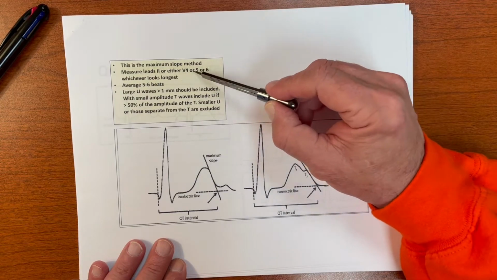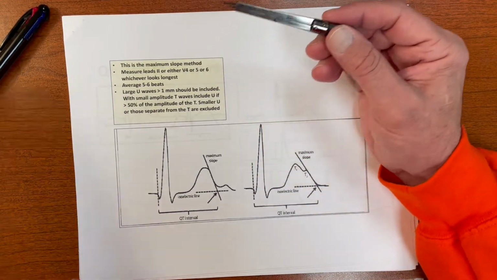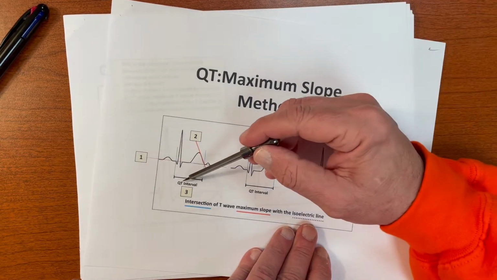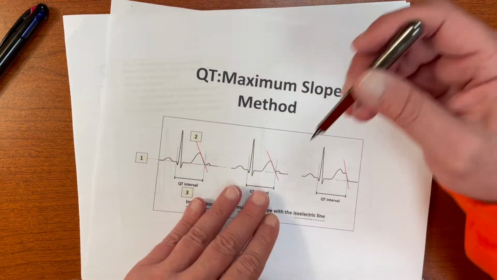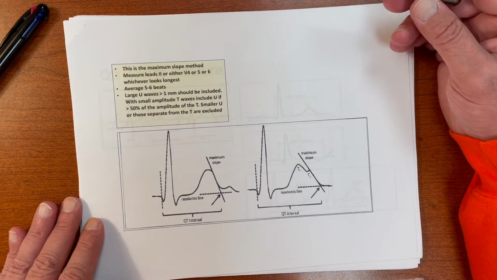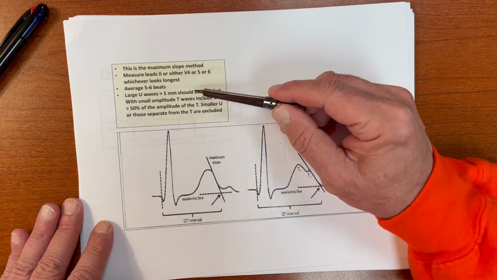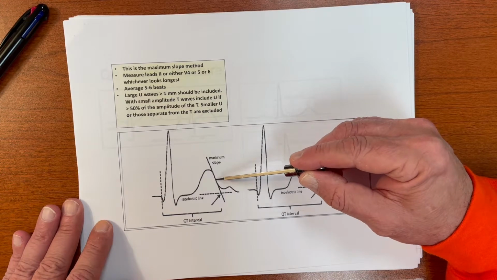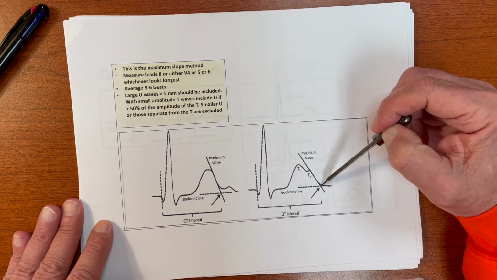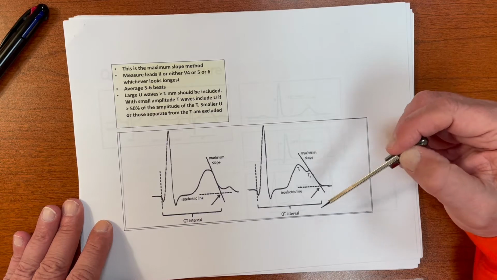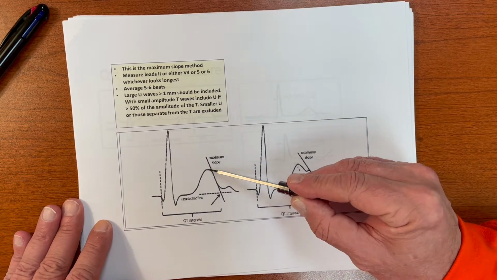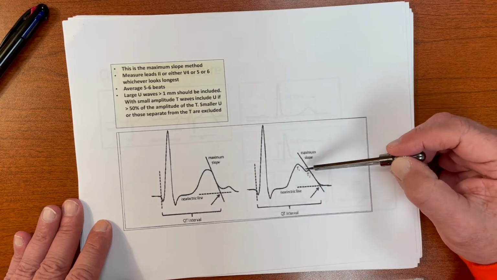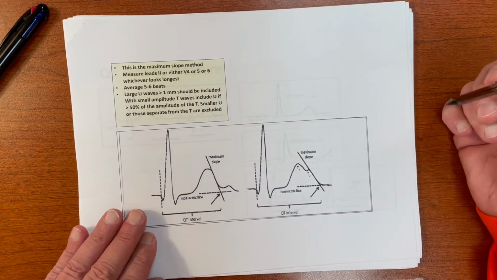Okay, you pick the one whichever looks longest, and you do this method for 5 or 6 beats, coming up with a QT interval as you measure with your calipers. Then you average. A U wave, if this U wave is greater than 50% of the T wave, you include it. 50% amplitude. See, this is less than 50% of that height. This is more, so you would include it.